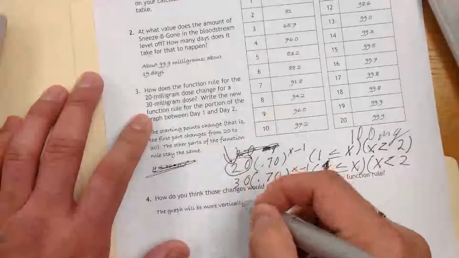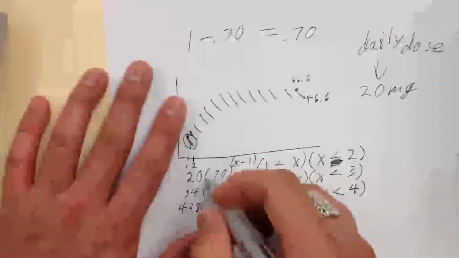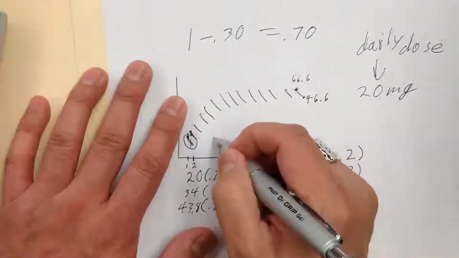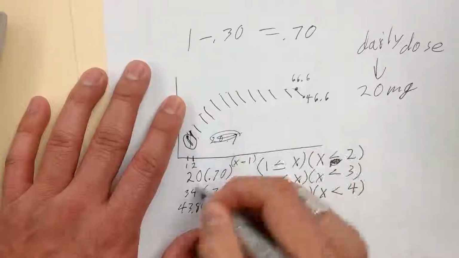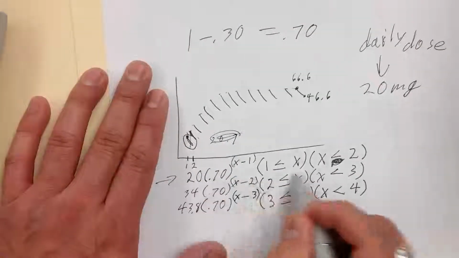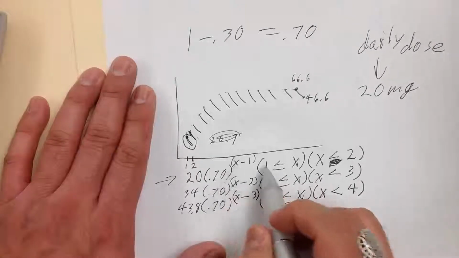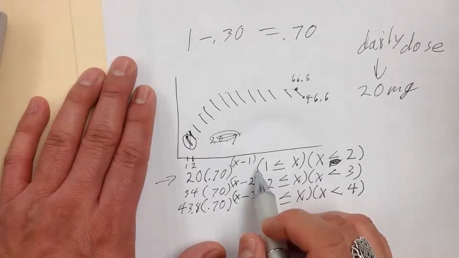So it's asking what's happening between this and this. Well, it's very, very simple if you go ahead and look at one other little thing. I want to go back to this. So this formula is 20 times 0.7 to the x minus 1 power. It's right here.